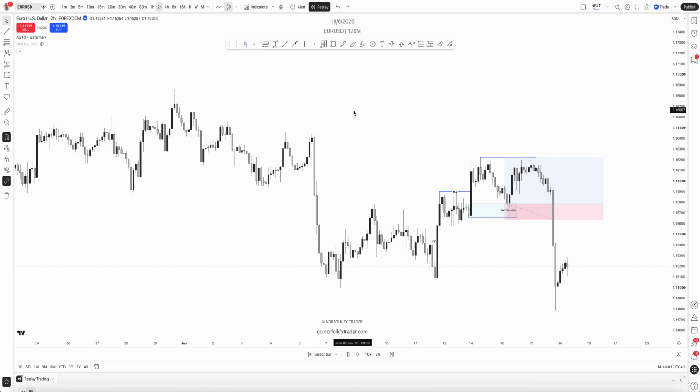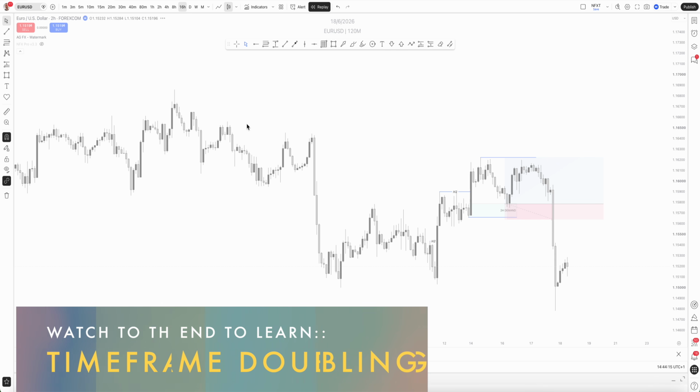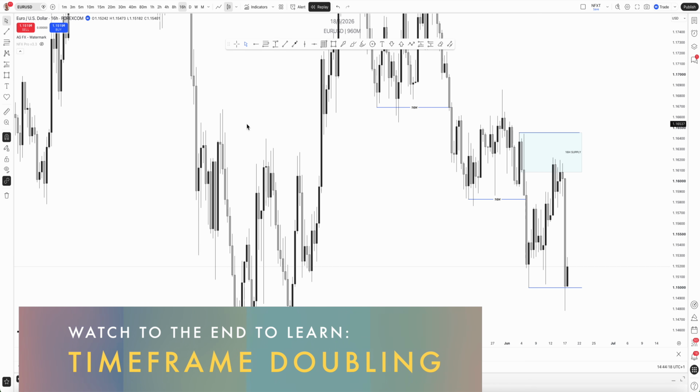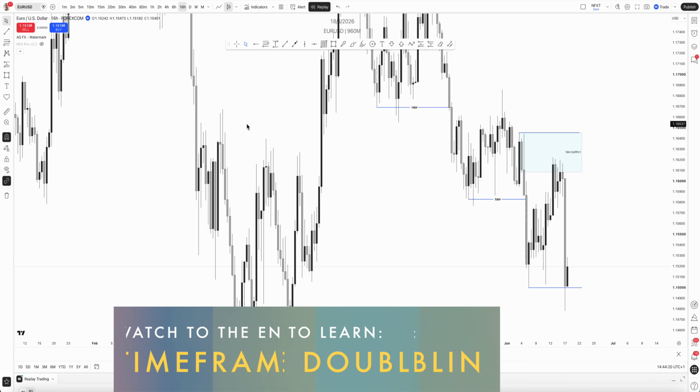And we're going to go up to a higher time frame. Now, what I actually like to do is double my time frame. So you can see I've got a 2-hour here. I like to go up to around an 8 or 16-hour time frame. So we're going to go to a 16-hour time frame, and you can understand more on the doubling effect. I'll have that video at the end of this video, so make sure you watch all the way through to the end to understand this.